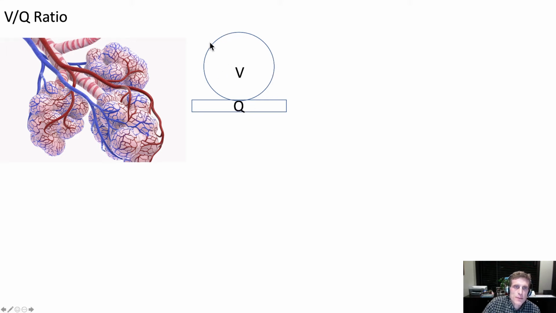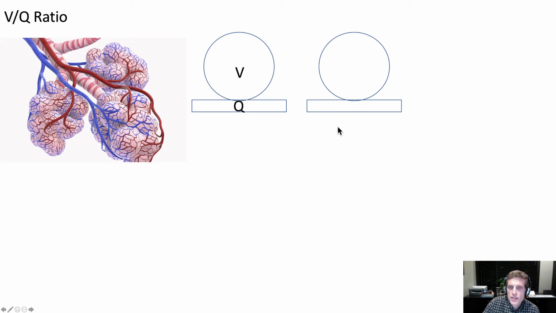And here I've represented a relatively normal relationship. So this circle is going to represent a normal amount of V, and this shape here is going to represent a normal amount of Q. And here we have that same relationship. So this we're going to call a normal VQ ratio.